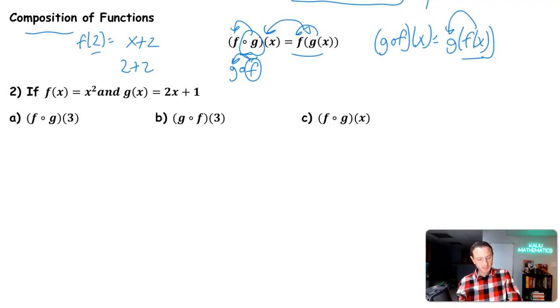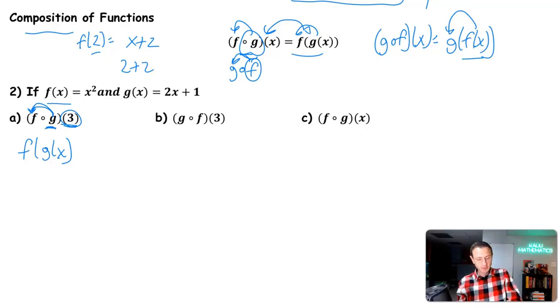Let's look at some examples. So number 2, if f of x equals x squared and g of x equals 2x plus 1, letter A is asking us to find the composition of f of g of 3. That means we want to get the composition of the g of x function into f and then evaluate 3 into that function. So we're going to do the composition of g into f, because this is technically f of g of x. But then when I get that answer, I'm going to plug in 3 for x. So let's just do one step at a time.